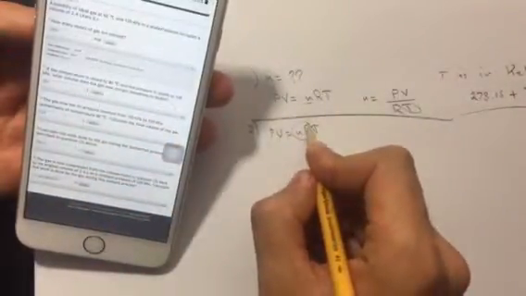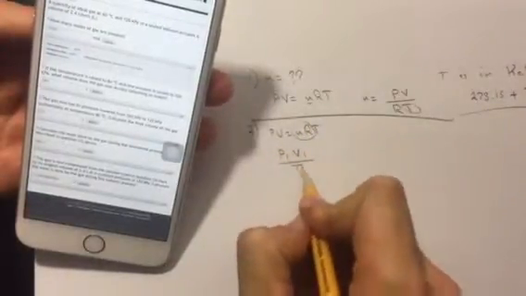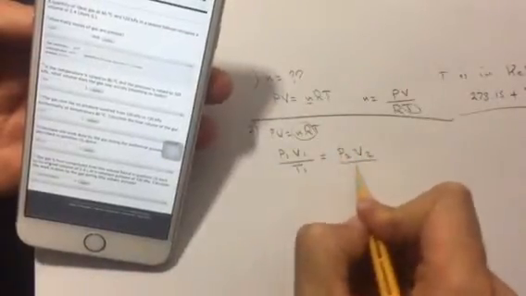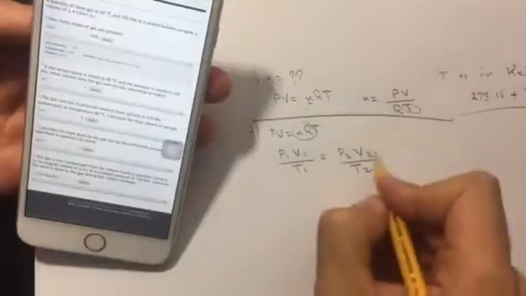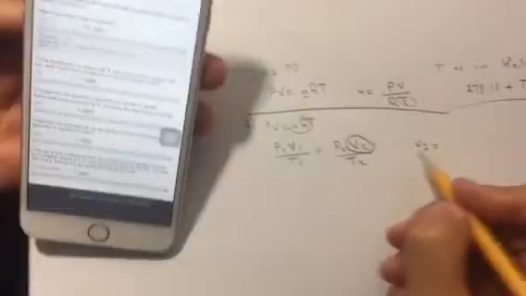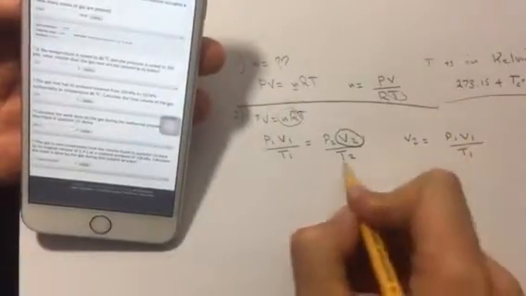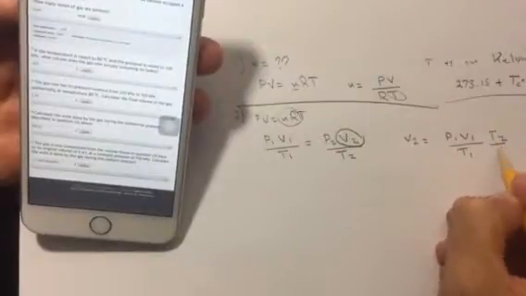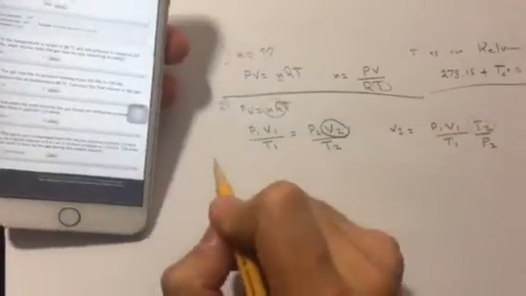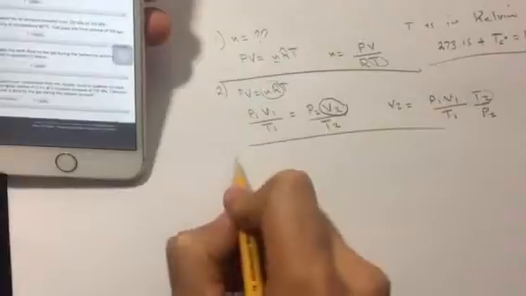staying the same. So we can say that P1 V1 divided by T1 is going to equal P2 V2 divided by T2. Now we're just solving for V2. So V2 will be equal to P1 V1 divided by T1, times T2 divided by P2. Again, temperature is in Kelvin.